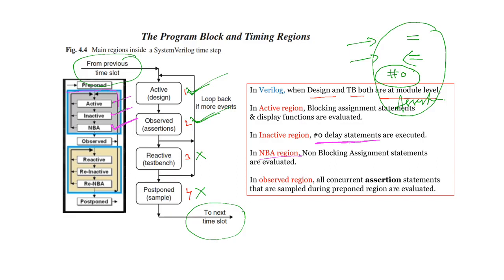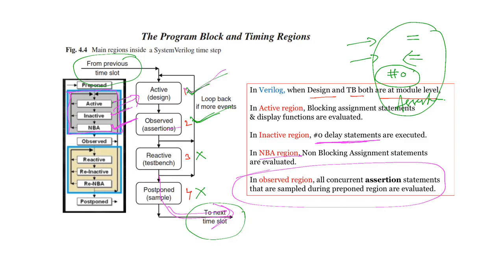So these three are going to be treated as one single active block. And after this, you will have the observed block. In the observed block, assertions are going to be evaluated. Assertions are generally written in concurrent nature, so all concurrent assertion statements are executed, sampled during this region. And after this they will be given to the postponed region. So that means they will be going to the next level.